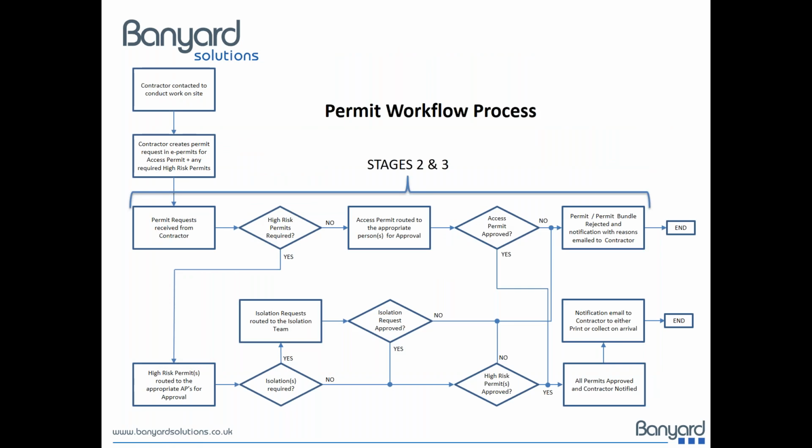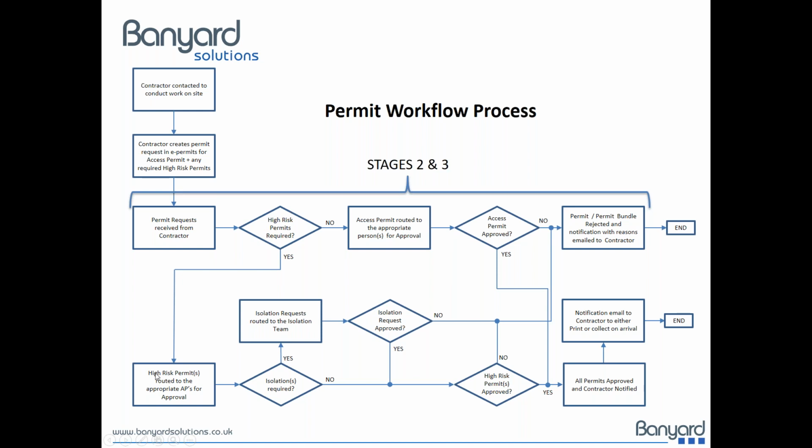So that's the contractor side. They're able to just fill those two sheets in and then send that off. What will happen then is that those permits will go through a workflow process similar to the one shown as an example here. Permit requests are received from the contractor. Are there any high-risk permits? No. If it's just an access permit, it'll go to the appropriate person for approval. And if it's approved, it will be notified to the contractor and then emailed.